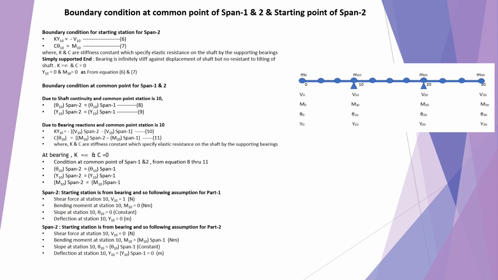Now part 2, at station number 10: v10 is 0, m10 is equal to m10 of span 1, theta 10 of span 2 is equal to theta 10 of span 1, and deflection at station number 10, y10, is equal to y10 of span number 1, which is 0. So we now have the initial conditions for part 1 and part 2 at station number 10, and so we can calculate shear force, bending moment, slope and deflection for all stations from 10 to 20.